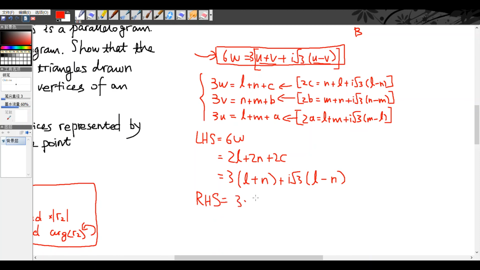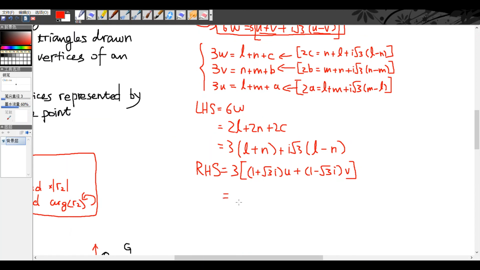For the right hand side of this equation, we have 3 times u and v. So let's make it more clear. We extract 3 and rewrite our right hand side into 1 plus the square root of 3i times u plus 1 minus the square root of 3i times v. Because I find if we simplify the equality in this way, it will make our calculation much simpler.